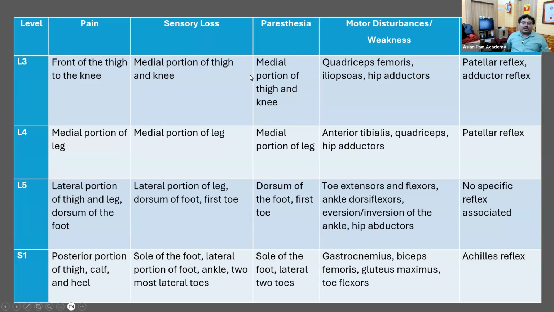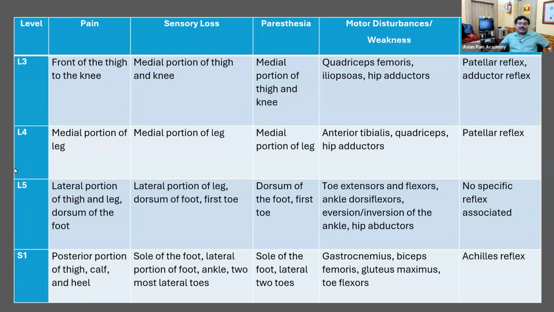Whereas L4 affects the medial portion of the leg, and it causes motor disturbance in the tibialis anterior, quadriceps and hip adductors, and that is mainly responsible for the patellar reflex. So if this L4 root is affected, then it will actually diminish the patellar reflex.